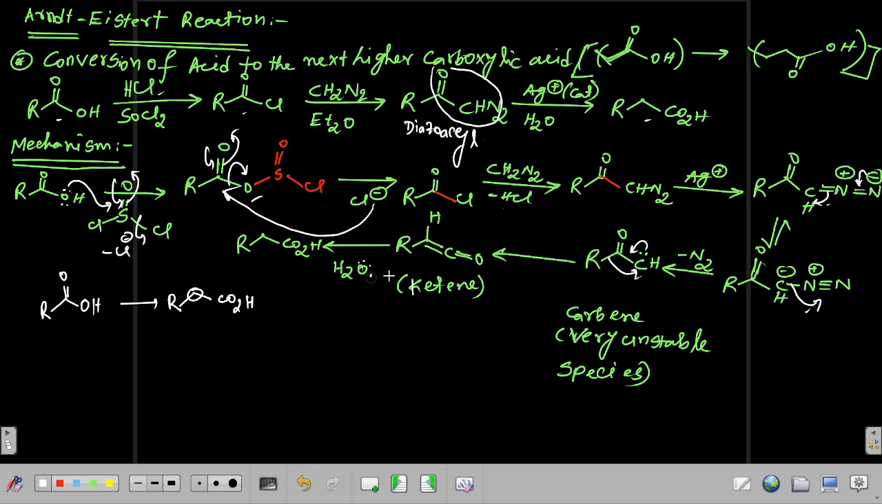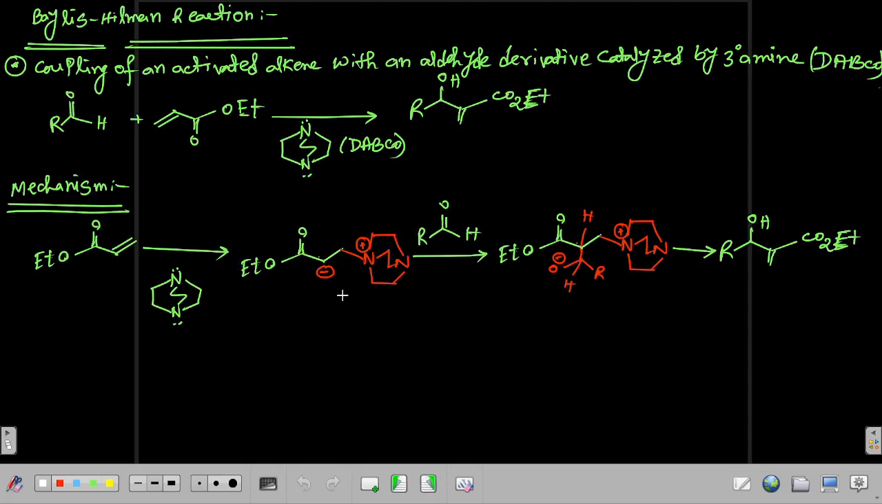So this H2O will attack on this carbonyl group, and this double bond will shift here, and it leads to the formation of this carboxylic acid. Next reaction is Baylis-Hillman reaction.